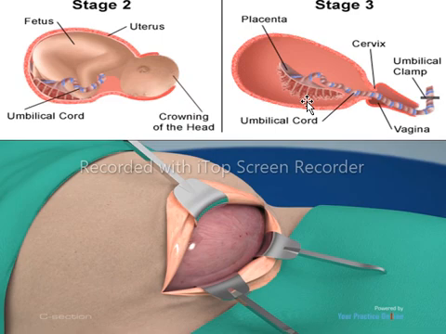Once the baby is out, the umbilical clamps are put on either side of the umbilical cord, and then the umbilical cord is cut. It is also routine to get blood from the umbilical cord for pH analysis.